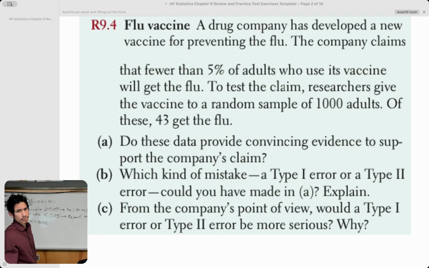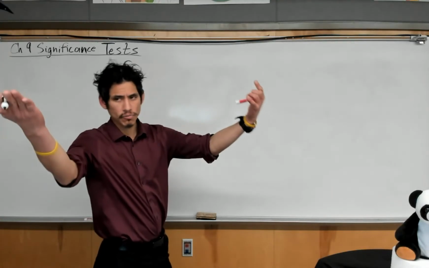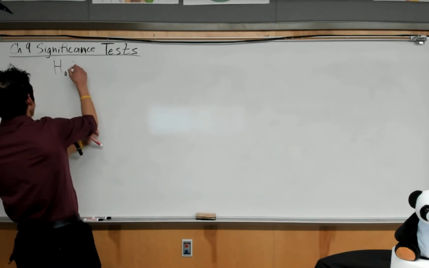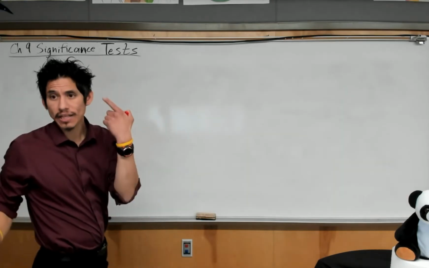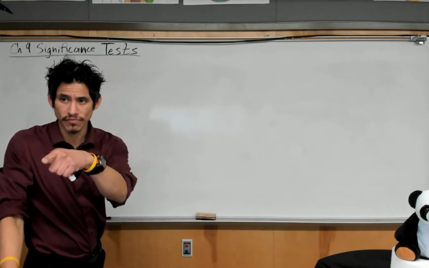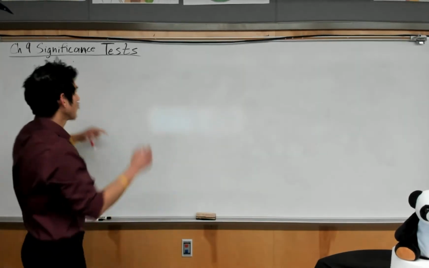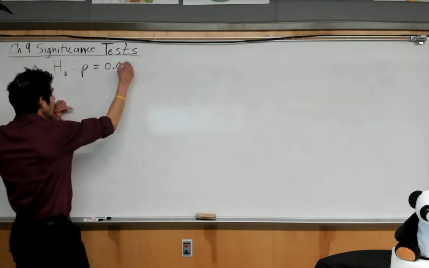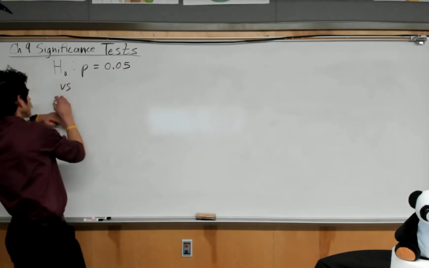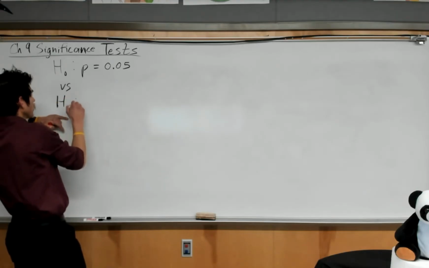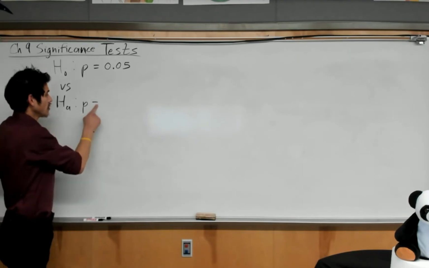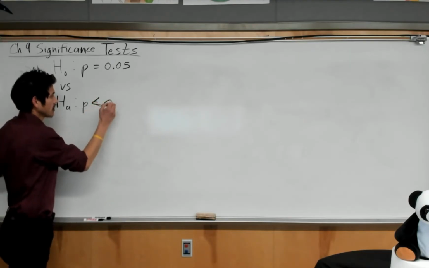Let's switch back to the whiteboard. Again, we start with our H0. Our null hypothesis is that the true proportion P of adults that get the flu when using the vaccine is 5%. And the alternative is the company's claim, that the true proportion of adults who use their vaccine who get the flu will be less than 5%. It's P less than 0.05.